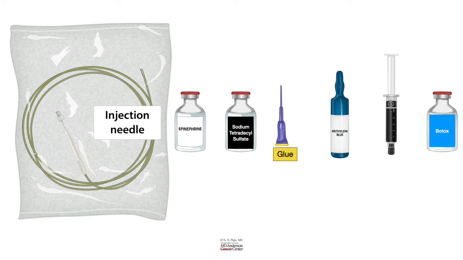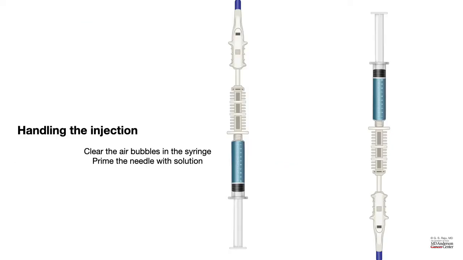The reason that is important is when you take any of these substances, epinephrine, sodium tetradecyl sulfate, glue, methylene blue or indigo carmine, spot or carbon particles or Botox, into your syringe, there are a couple of things you need to do. You fill the syringe with the substance, and the first step is clear the air bubbles in the syringe by facing the syringe up and slowly pushing the plunger. Next, hook it up to the injection catheter and push some more till a couple of drops come out.